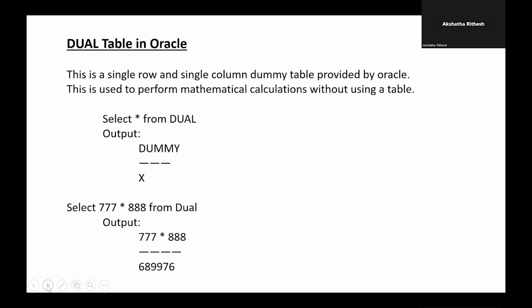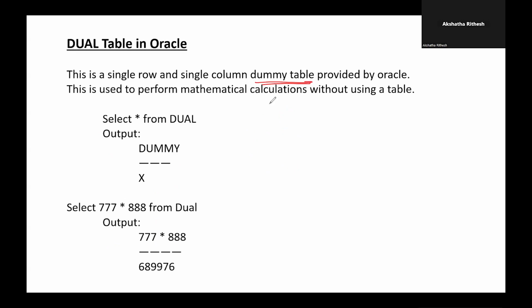So these are the 2 types of built-in functions, group functions as well as row functions. Apart from this, we also have something called a dual table. I want to discuss it in this session itself because it's a very small topic. So what is this dual table in Oracle? It is a single row and single column dummy table provided by Oracle.